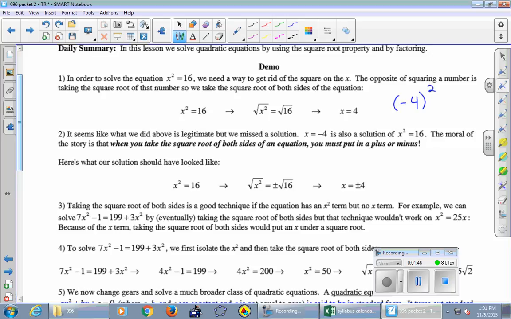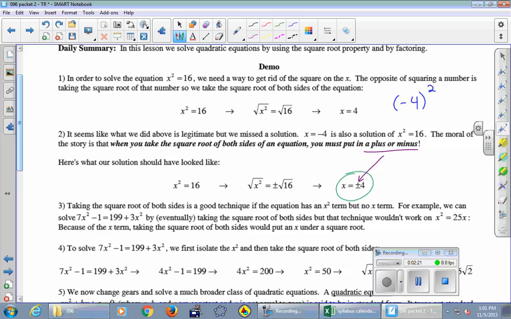So here it is in bold. When you take the square root of both sides of an equation, you must put in a plus or minus. So our shorthand solution is here. x equals plus or minus 4. It's just a compact way to say x equals 4 is one answer, and x equals negative 4 is another answer. And so that plus or minus is this symbol right here in the front of the 4. And it's just so easy to forget to do that. You're in the middle of solving a big equation. You take the square root of both sides. At that moment, you've got to put in that plus or minus.